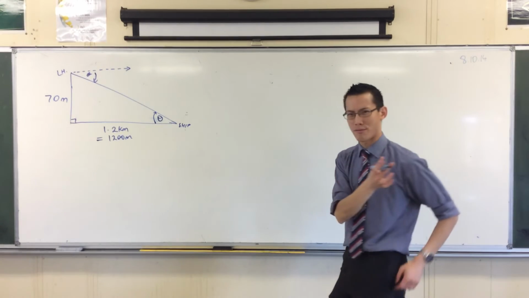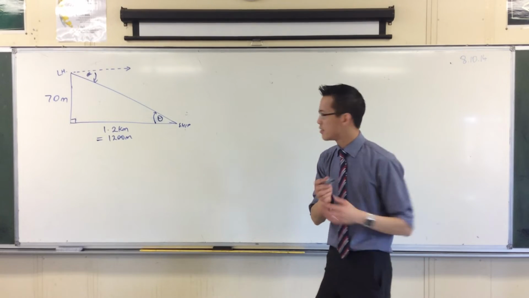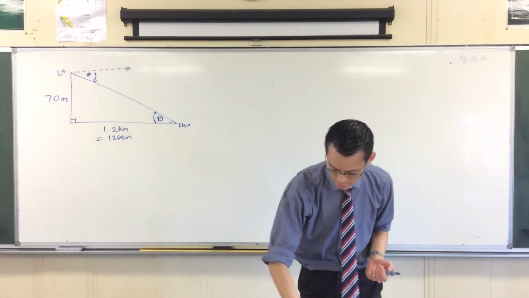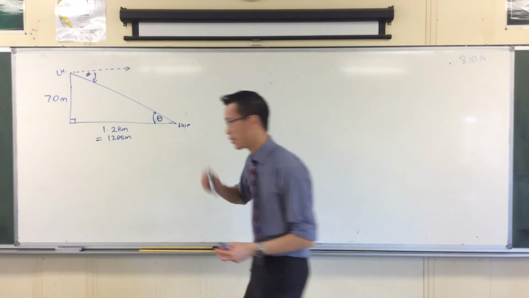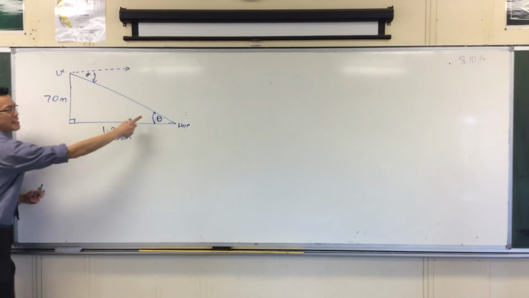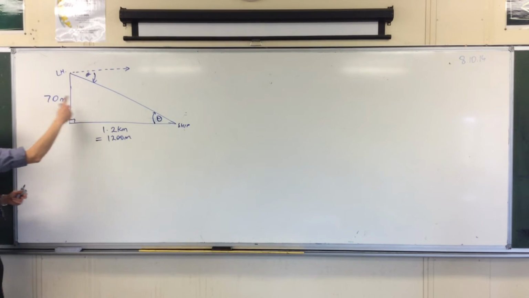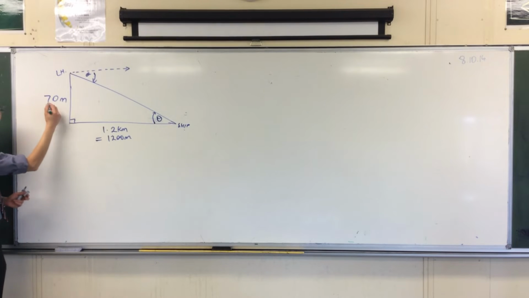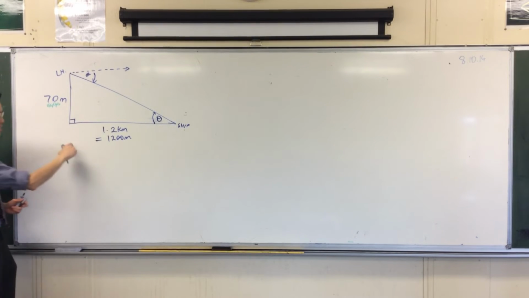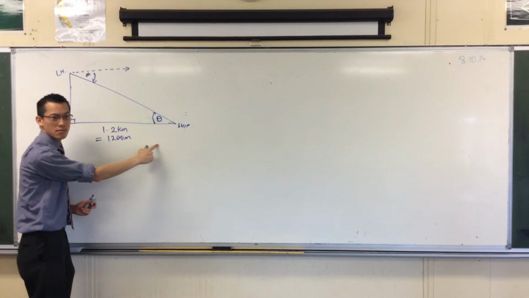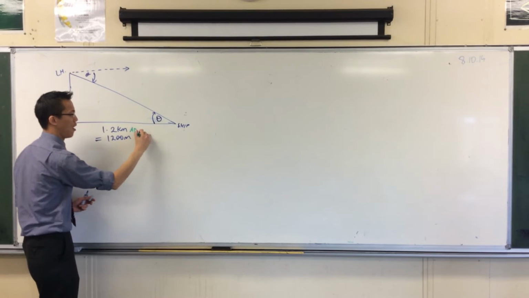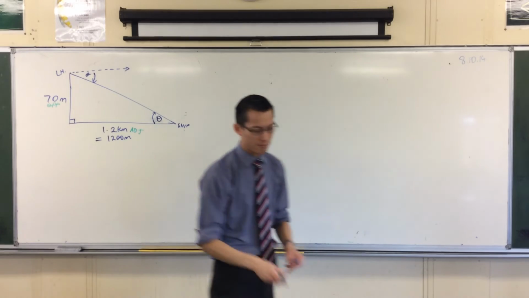So which ratio do we want here? How can we tell? I think it's an opposite. This is the angle I want. The 70 meters is opposite, right? And then this one down here is adjacent. Opposite, adjacent, that's tan. That's tan.